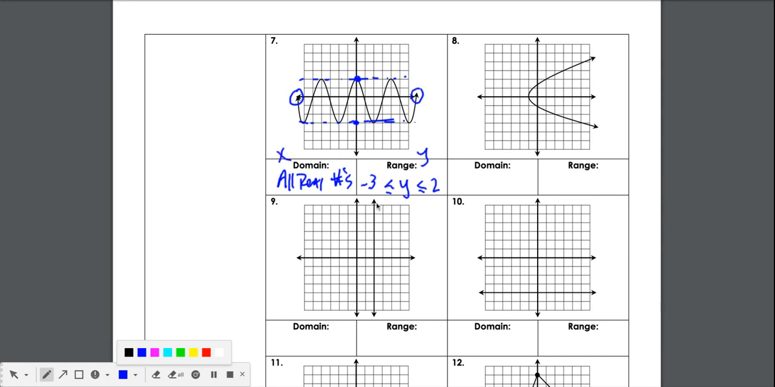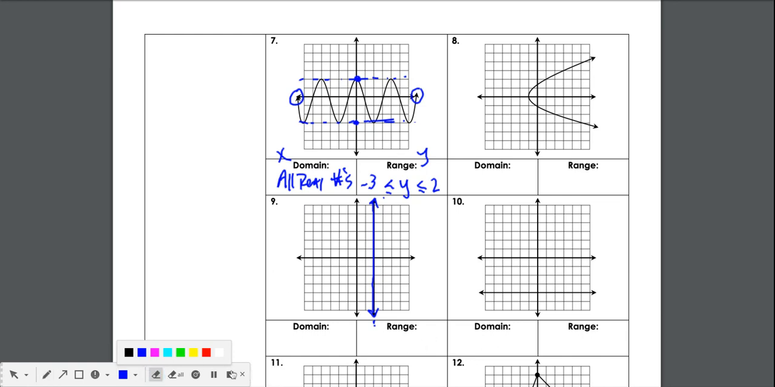Okay, let's look at 9. 9 is a line. This is interesting, though. And here is my graph of that line. But notice the two arrows on the end. So from top to bottom, it's all real numbers for my range on my Y. All the Y values could work; they keep going. This keeps going in this direction. So my Y values are all real numbers.